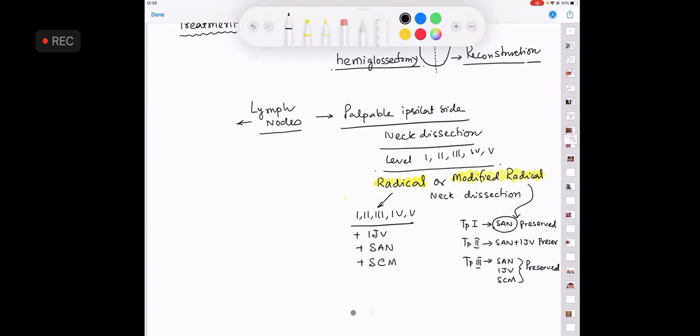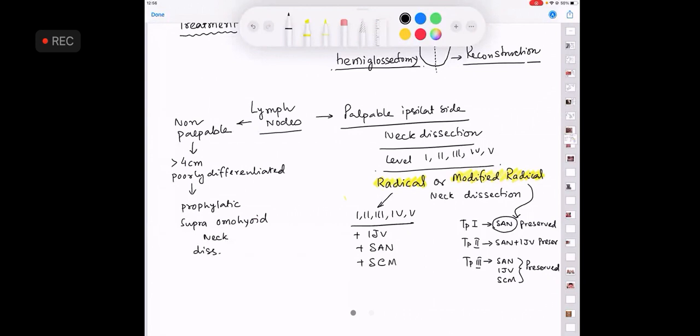If it is a non-palpable lymph node, then remember, as I have said, if the lesion is more than 4 centimeters or poorly differentiated, it is better to do a prophylactic supraomohyoid neck dissection, which will take levels 1A, 1B, 2 and 3, definitely of the ipsilateral side.